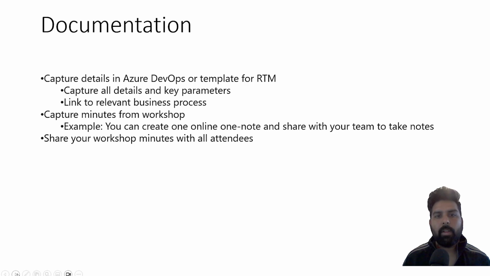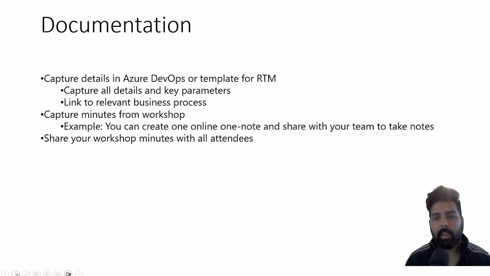First thing is to capture all the details in Azure DevOps or the template. Let's say you are not using Azure DevOps, you have an RTM, requirement traceability matrix template, then you have to capture all this information. So capture all the details about what exactly is the requirement, who needs it, why it is required, the acceptance criteria, the priority, the MoSCoW, the feature, the type of categorization of the requirement. Anything which you have gathered, you need to document in your Azure DevOps or the RTM. That is why it is very important that we understand how Azure DevOps works for a functional consultant, and how we should use it.